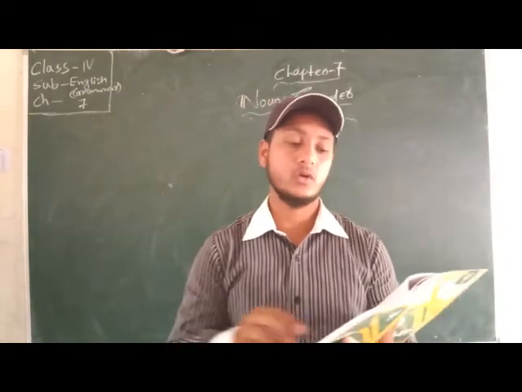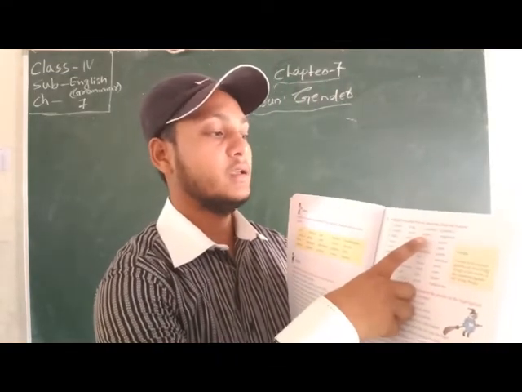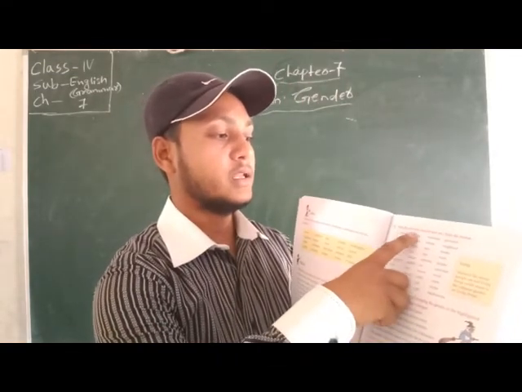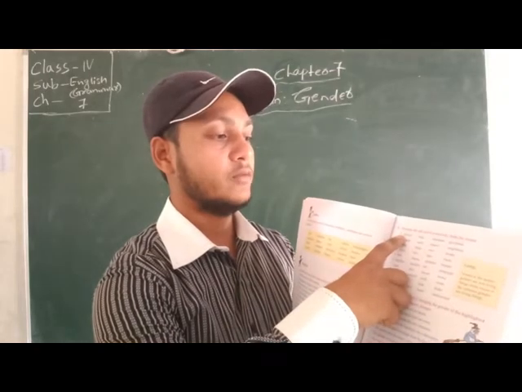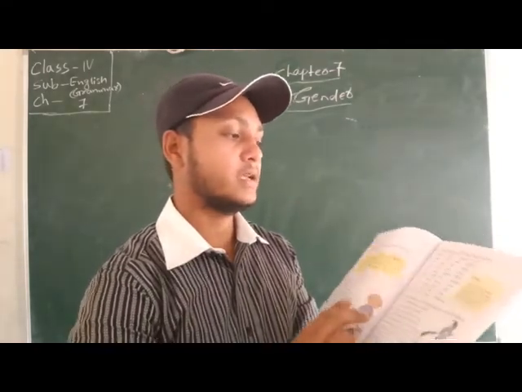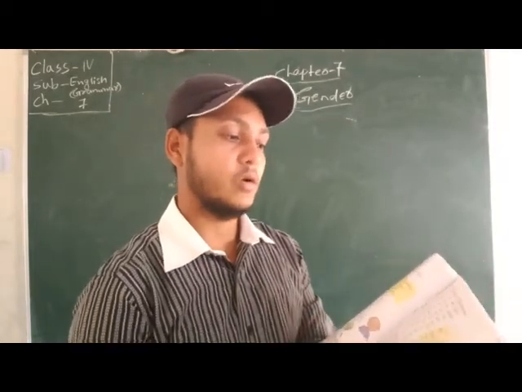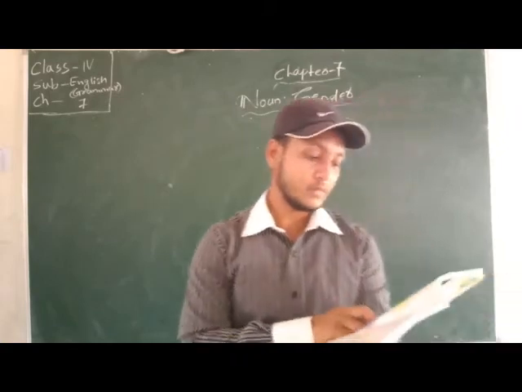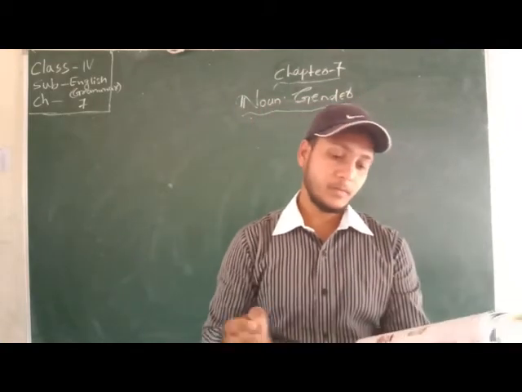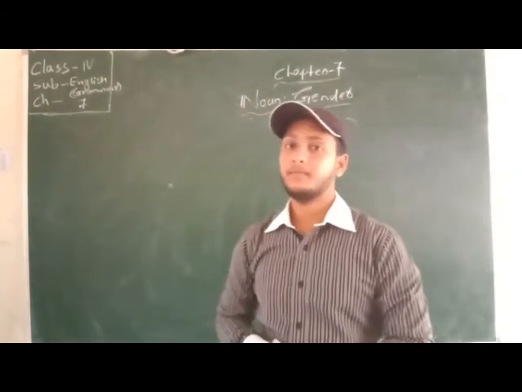Also, number B: encircle the odd word in each set and state the reason. Four words are given in each set, and we have to encircle the odd one. I hope you have understood it properly.